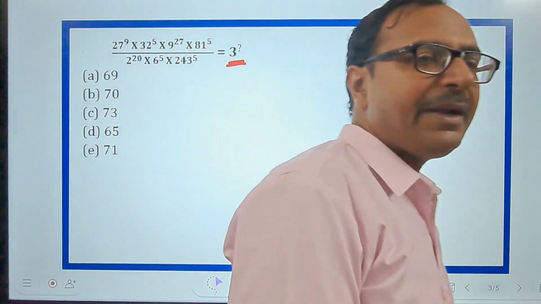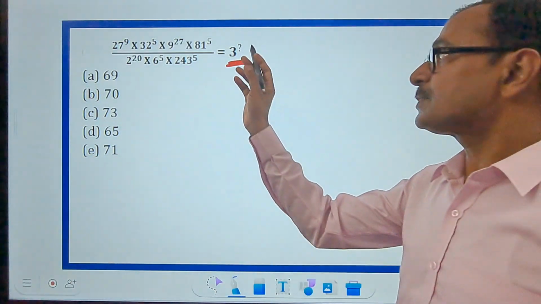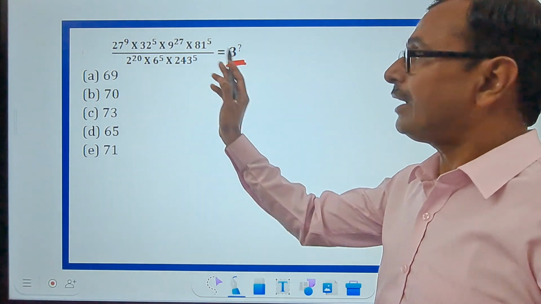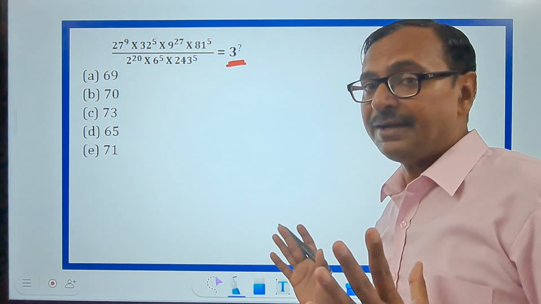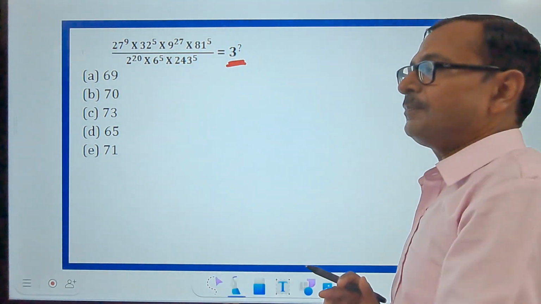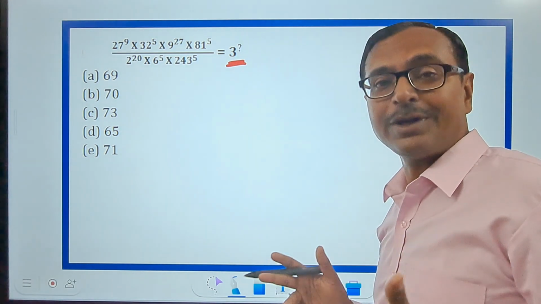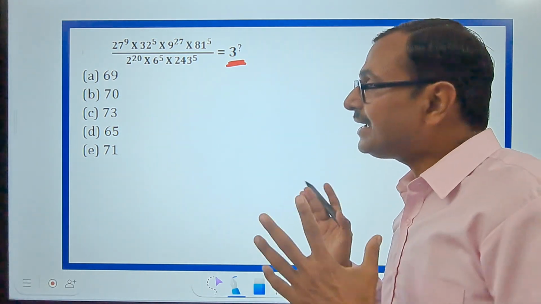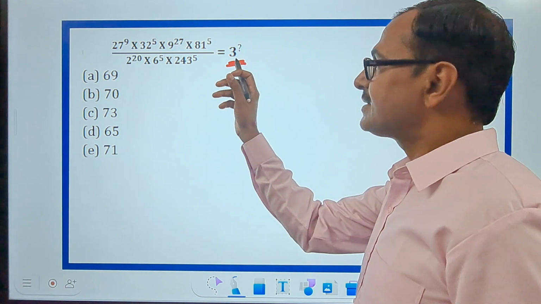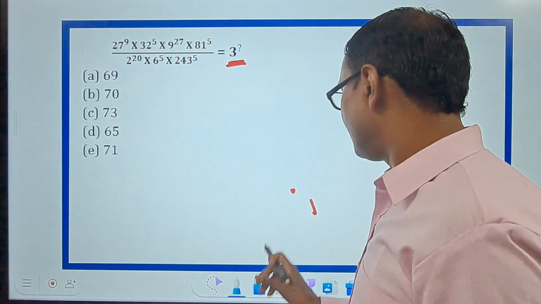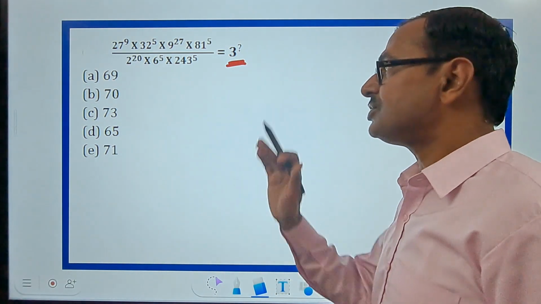See, we can only find a variable in the exponent when you have the same bases on the left hand side and the right hand side. That is the first important thing you should understand. And therefore, apart from 3 as the base, whatever you have will have to vanish.